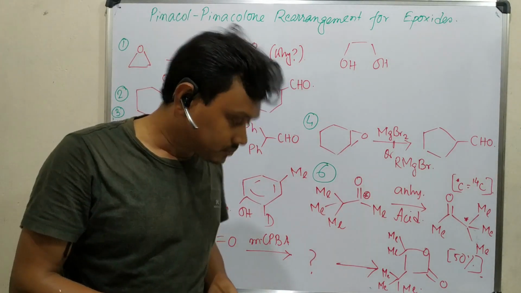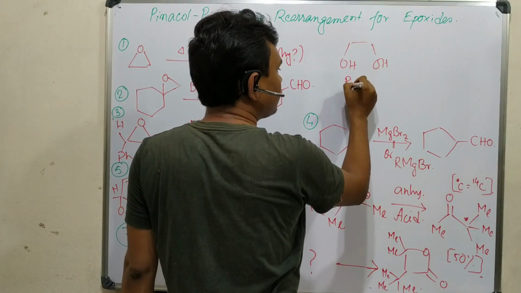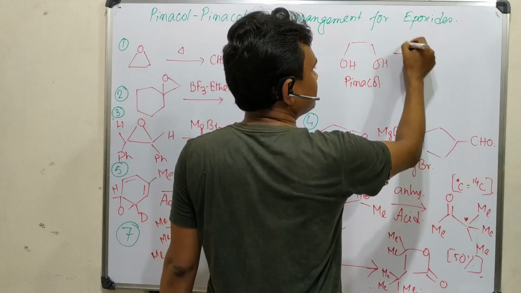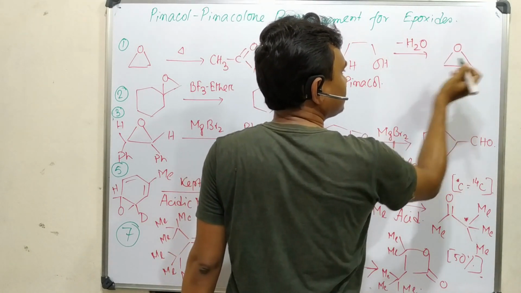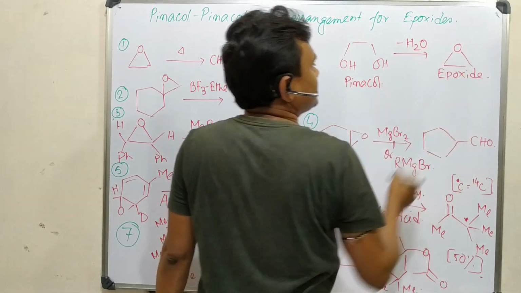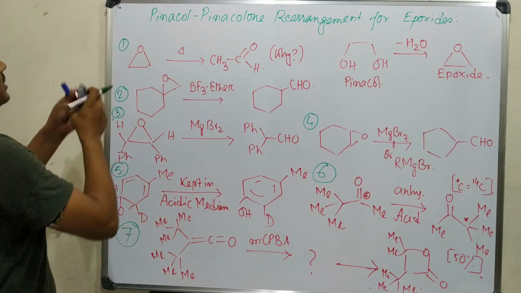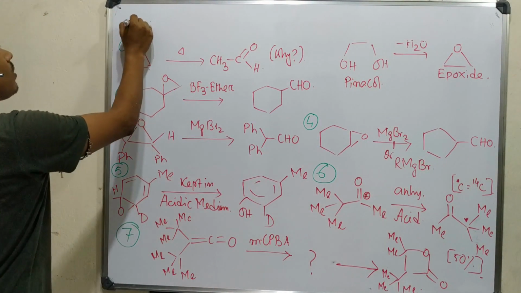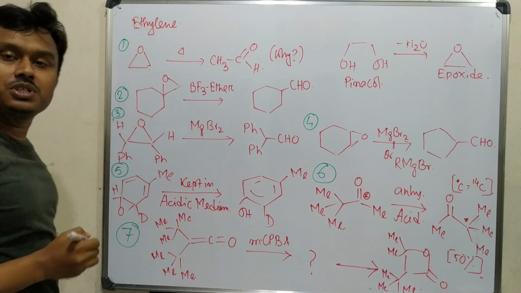So let's start. 1,2-diols are called pinacol. If this pinacol is dehydrated, for example minus water, then epoxide is produced. So this is epoxide. Here you can see one example, that is ethylene oxide, obtained from epoxidation of ethylene.